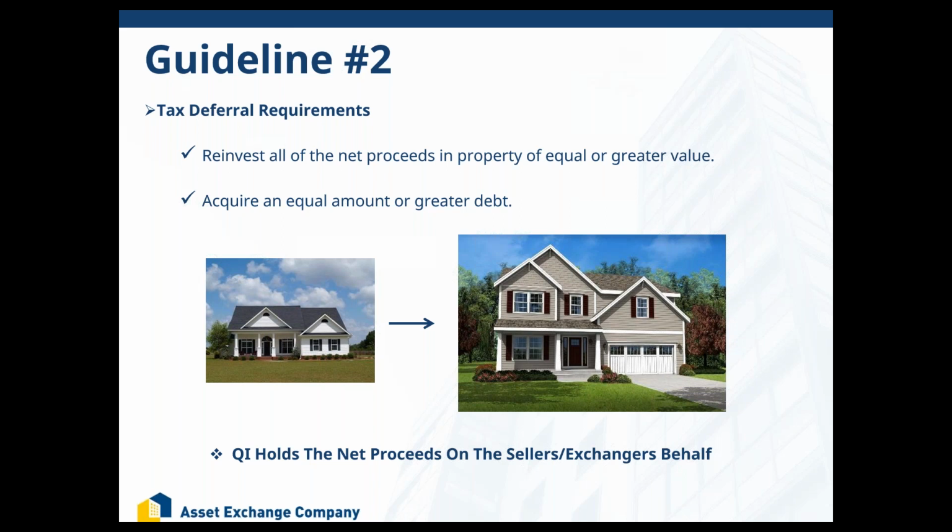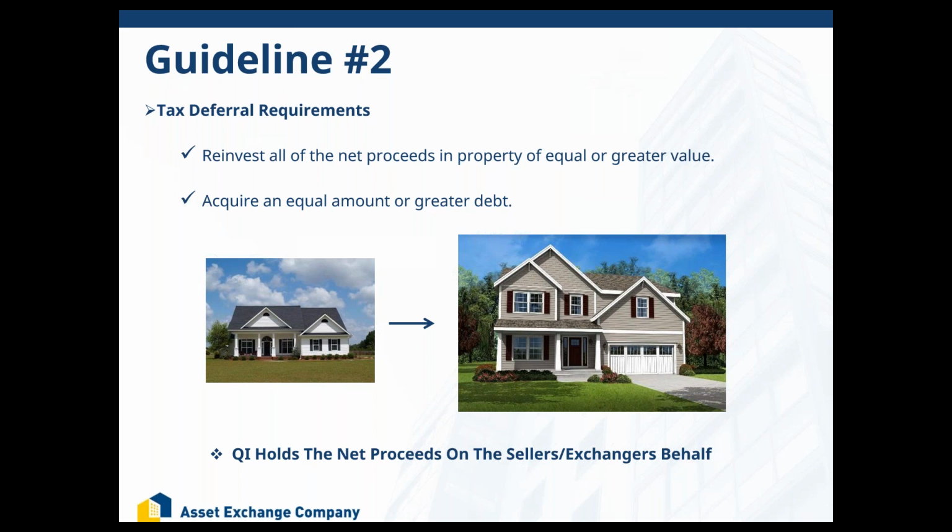So in order to defer your taxes 100%, to get a full deferral, rule number 1 is you must reinvest all of the net proceeds in property of equal or greater value. Now, what are the net proceeds? The net proceeds, that's the cash. That's the cash that normally you would get out of the closing.